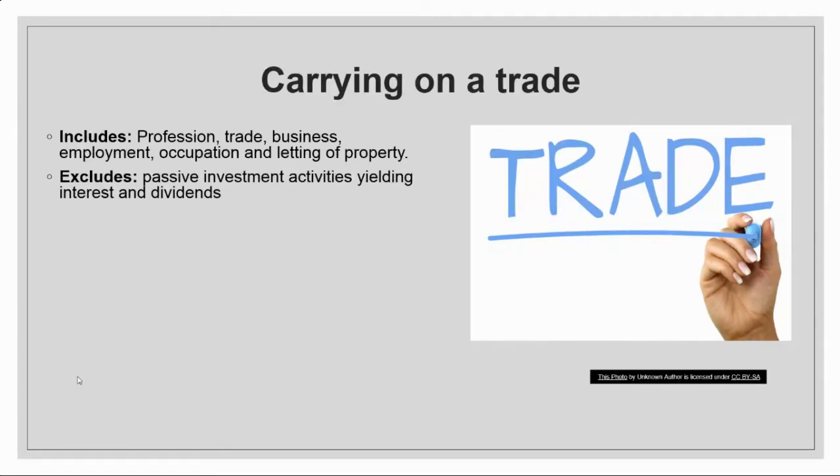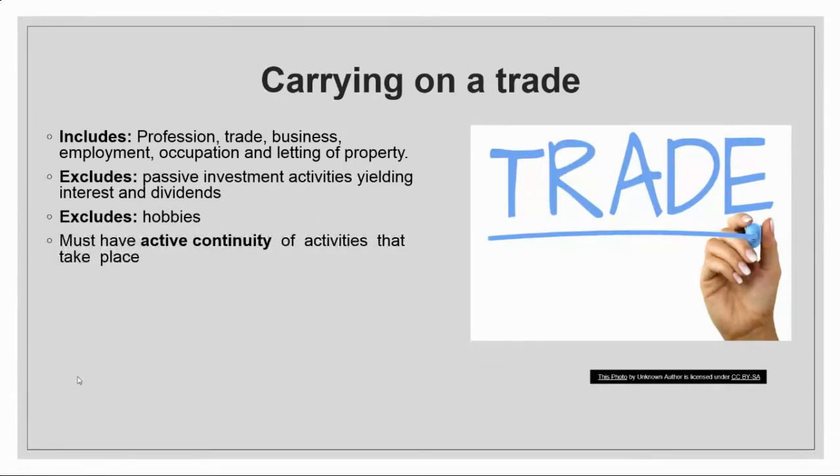You don't actively manage that account or investment to actually yield interest and dividends. It also excludes hobbies. So if you do something purely out of a hobby, it is not considered a trade. You must have active continuity of the activity. So that means these activities occur on a regular basis. You do it over multiple periods of time. It's not a once-off that you are doing, because that would also not be considered a trade. It would be more likely a hobby.